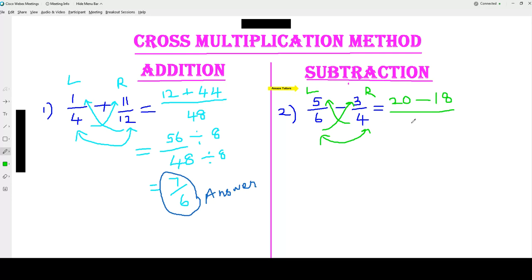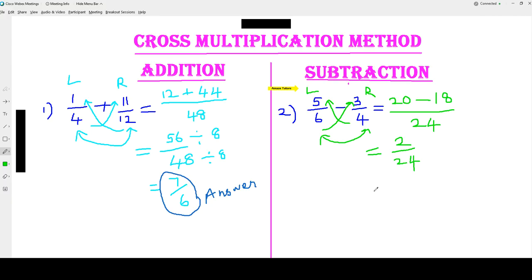4 sixes are 24. Now what is 20 minus 18? 2 over 24. Is it possible to simplify? Any common factor? Yes, of course. Both are divisible by 2. That itself is the greatest common factor. You can divide by 2. Now 2 divided by 2 is 1. 24 divided by 2 is 12. This is the final answer.